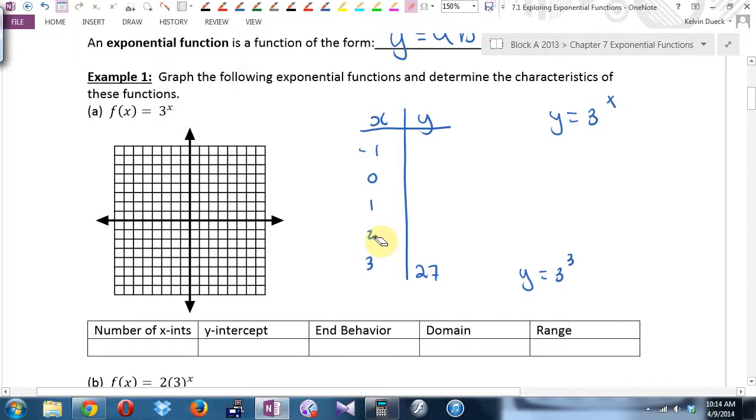What about when I plug in a 2 for x? So instead of 3 to the third, I would have 3 to the second. When x is 2, what's y? Okay, that might fit on my graph. 1, 2, 3, 4, 5, 6, 7, 8, well, 9 right there. Let's try when x is 1. What's 3 to the 1? Just plain old 3. So this graph is going to go through 1, 3.